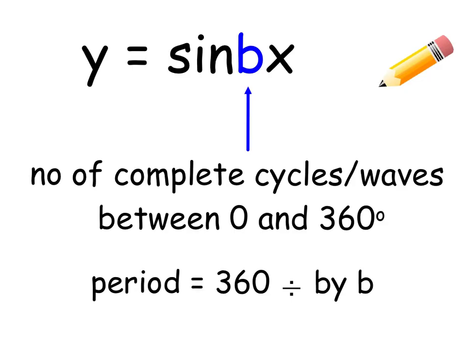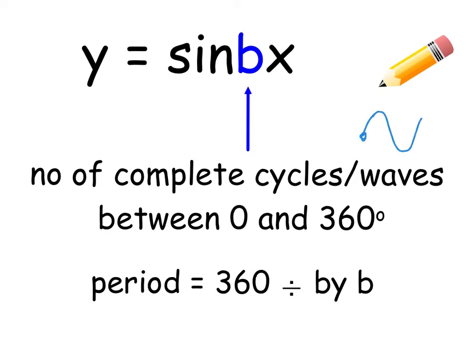So here's my pencil again. This is a bit that would be copied down as your note. If I've got a graph of equation y equals sine bx or cos bx, it doesn't matter which one I'm using here, b is called the number of complete cycles or waves, different words that teachers will use, between 0 and 360.